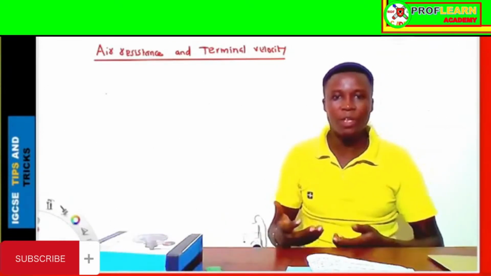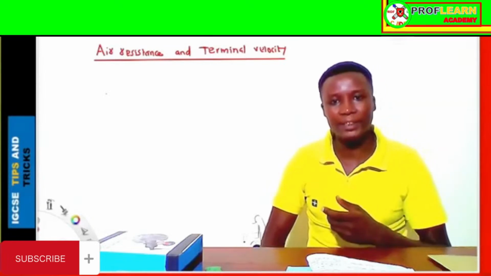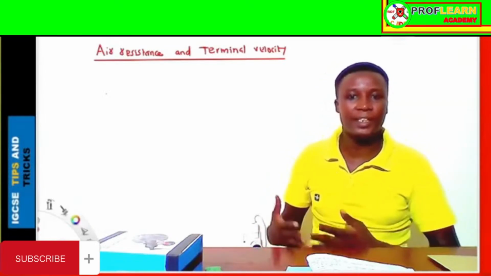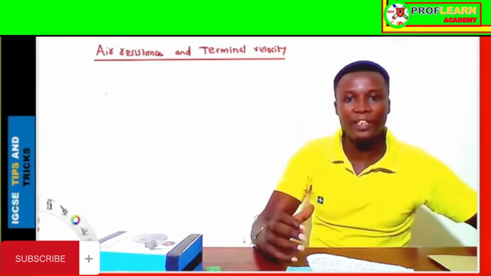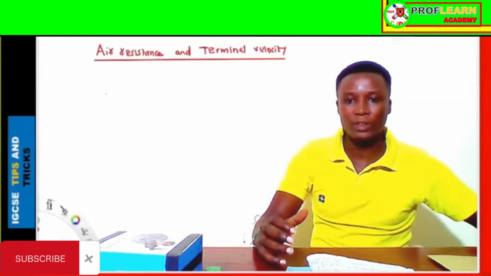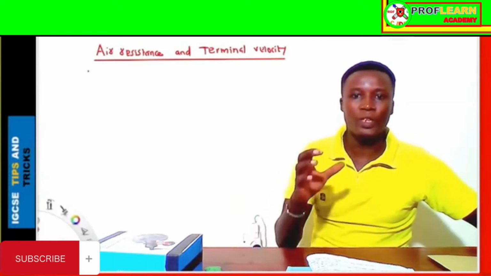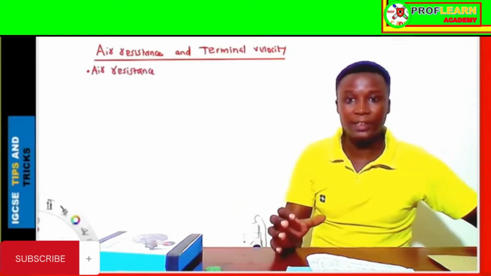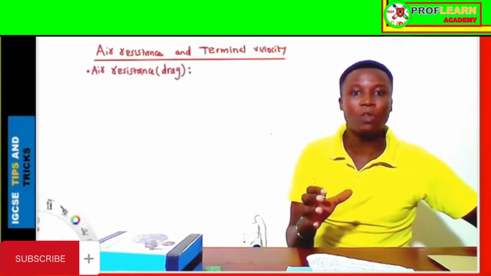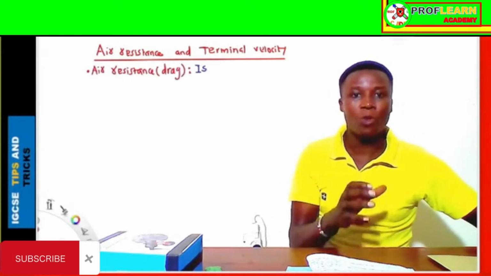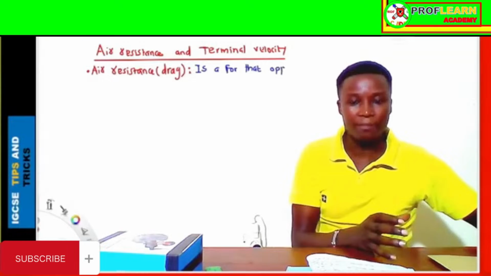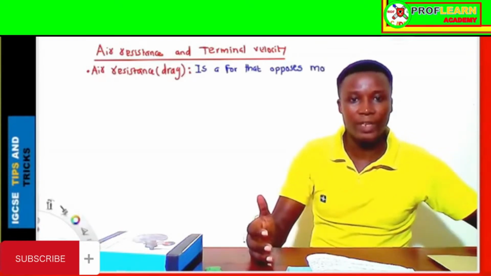So in this section, we're going to discuss what we mean by air resistance, factors that affect air resistance, and also we're going to define the term terminal velocity. To start, we need to define air resistance. Air resistance is a force that opposes motion on objects that are moving through air. So that's how we can define it.